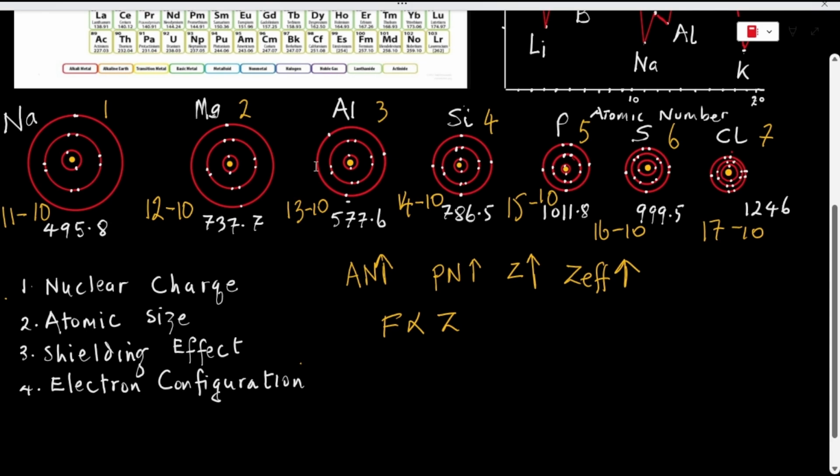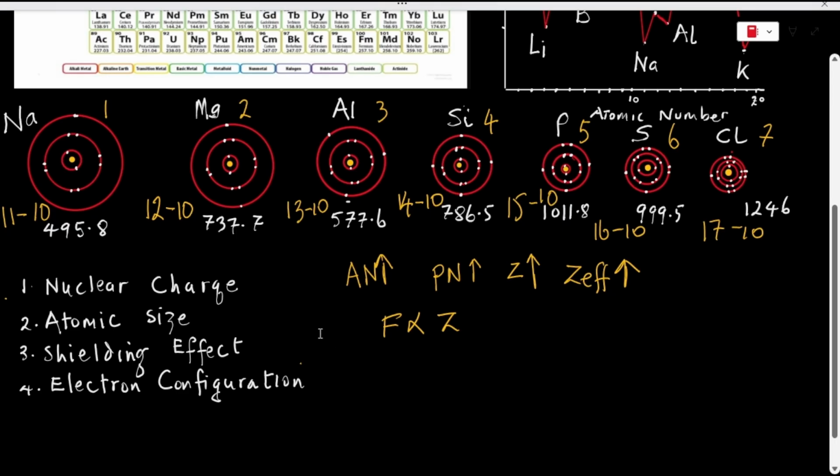So as the effective nuclear charge increases, the force of attraction from the nucleus of the elements also increases, attracting the valence shell electrons more strongly, binding them more tightly to itself. And when that happens, it would require more energy to remove the electrons from the atomic structure.